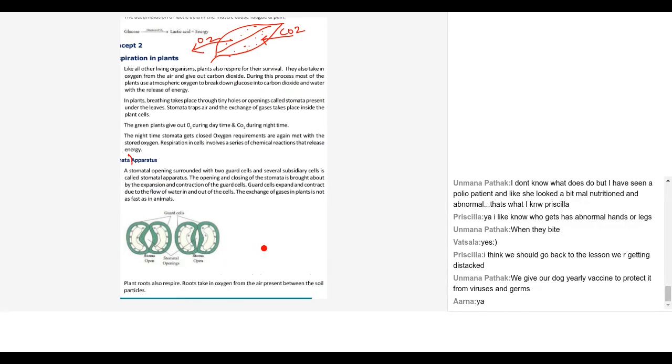So when we say stomatal apparatus, it would actually mean a pair of these guard cells. This is the stoma, which is the opening. But along with the pair of guard cells, there would be certain epithelial cells also, surrounding the guard cells. So this entire thing is known as the stomatal apparatus. Please remember this. I'm sure this is a new thing that you're studying.